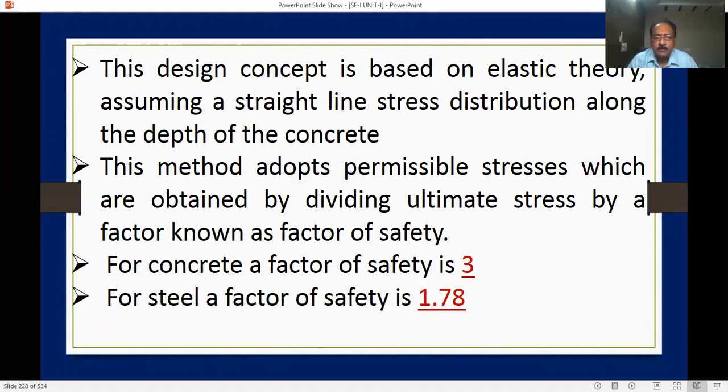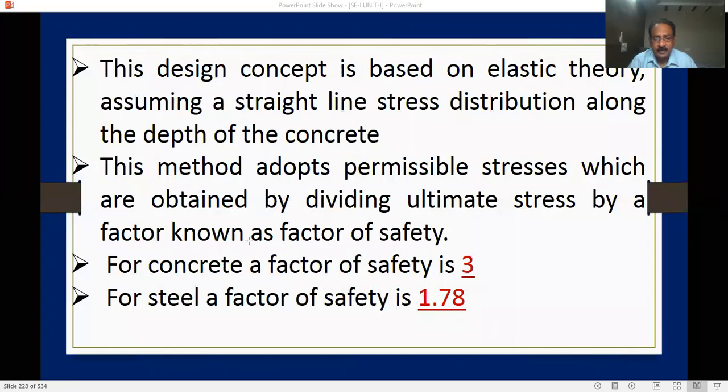This method adopts permissible stresses which are obtained by dividing ultimate stress by a factor known as factor of safety. For concrete, the factor of safety is 3, and for steel, the factor of safety is 1.78. You remember these two very important factors. Here, one thing you have to observe, even though I'm explaining why, because this is one of the important points for you.